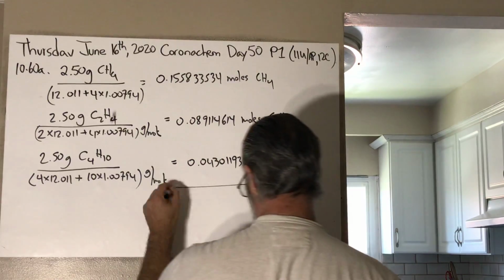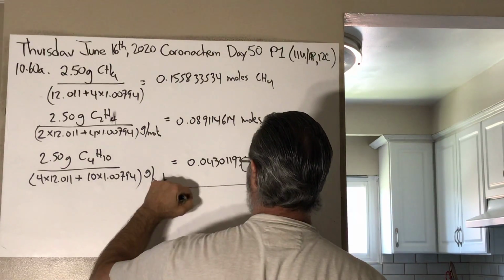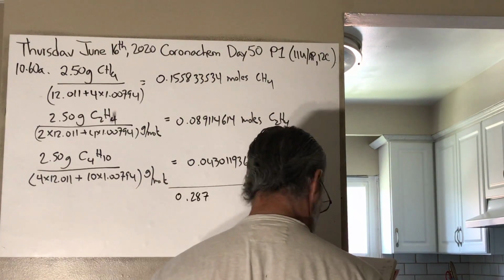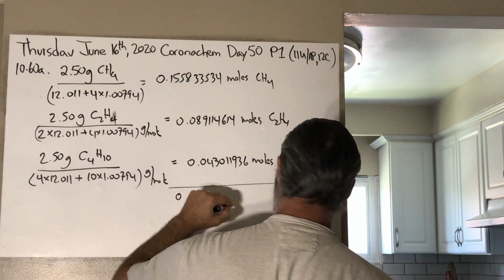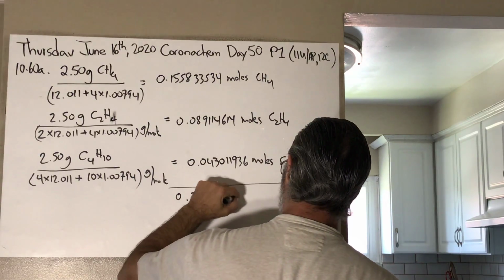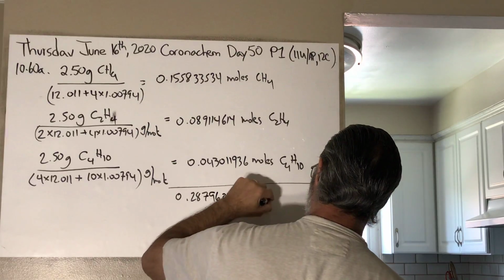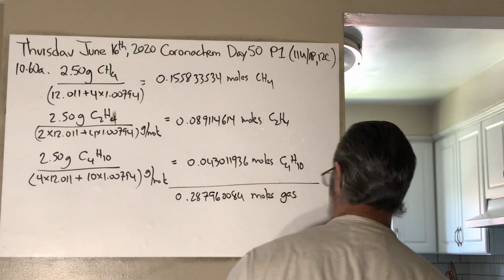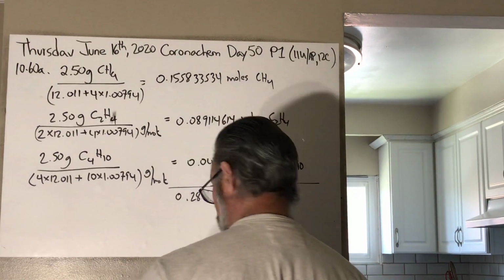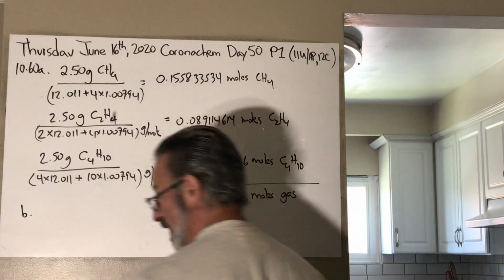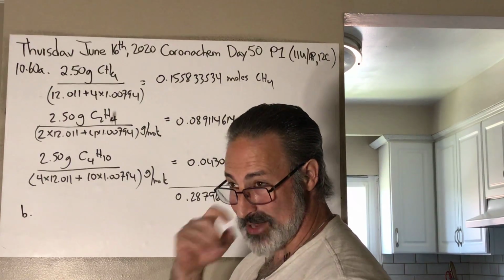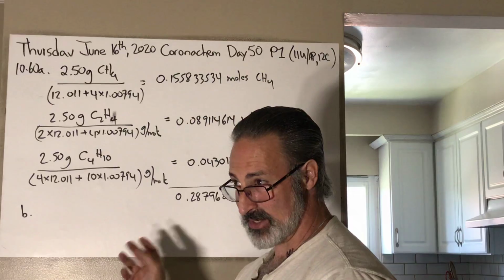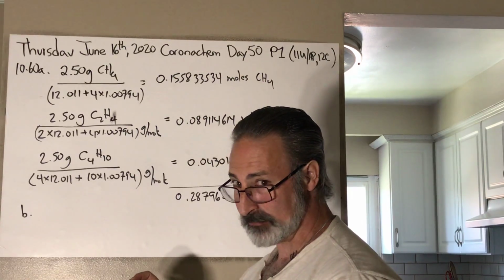If you add up all the moles of those gases, the total number of moles of gas is 0.28796 moles of gas. You just call it gas. So the total pressure is going to be directly related to the total number of moles of gas. It doesn't matter what shape the gas has according to the ideal gas equation.